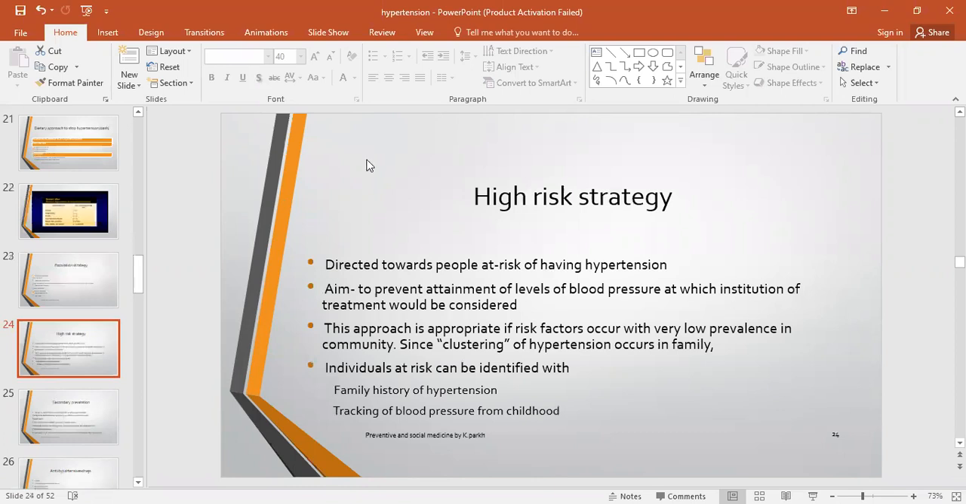High-risk strategy. In the high-risk strategy, it is directed towards the people who have a greater risk of hypertension, aiming to prevent attainment of the level of blood pressure at which institution of treatment would be considered. This approach is appropriate if the risk factor occurs with very low prevalence in the community, since clustering of hypertension occurs in a family. Individuals at risk can be identified with family history of hypertension or tracking of blood pressure from childhood.